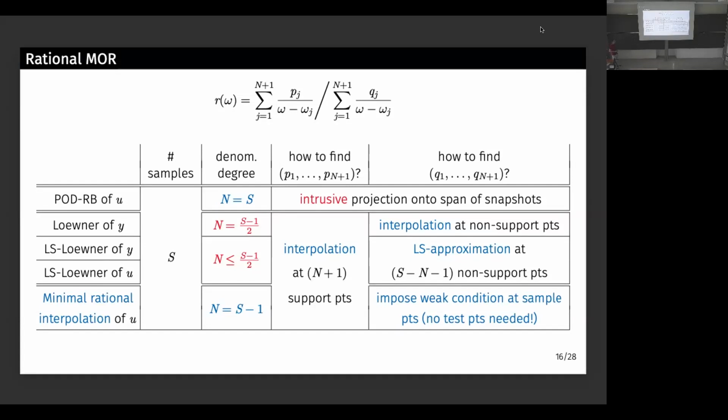Now, the way we increase the efficiency of minimal rational interpolation is by removing the necessity for the test points. If you remember, in the Loewner framework, we had the sample points. We need to split them into support points and into test points.